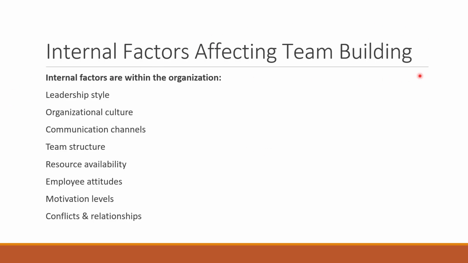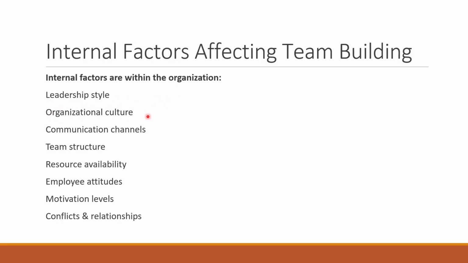Now, let's move on to the next aspect of this unit, which is internal factors that affect team building. Team building actually does not happen in isolation. There are several internal factors within the organization that influence how well a team works. So, these internal factors include the leadership style, whether the leader is a supportive leader who encourages teamwork, or maybe an authoritarian leader who may create fear or stress among the team members.